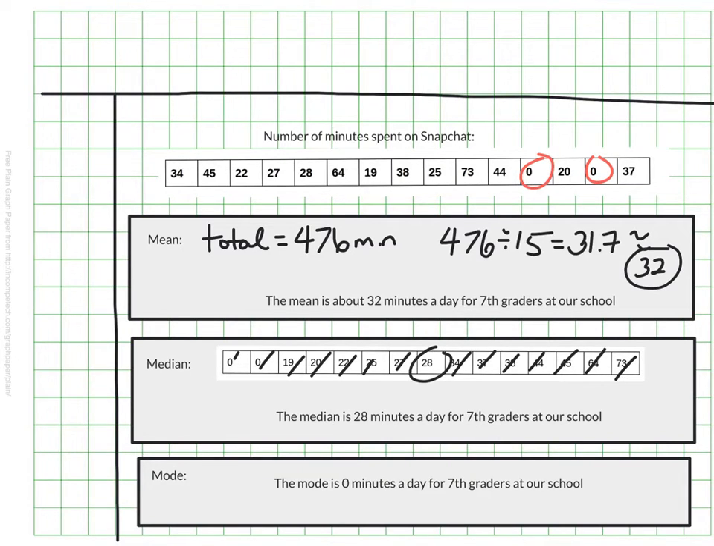And you might already be looking at that and thinking, that doesn't really represent the data very well. So that brings us to our next question of when should we use one of the measures over the other? And that's what we're going to look at in the next section here.